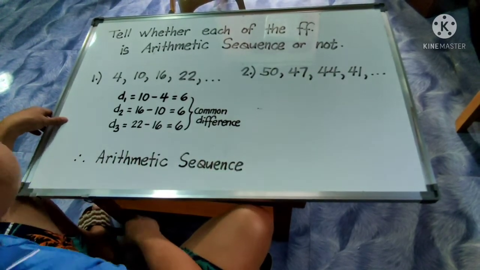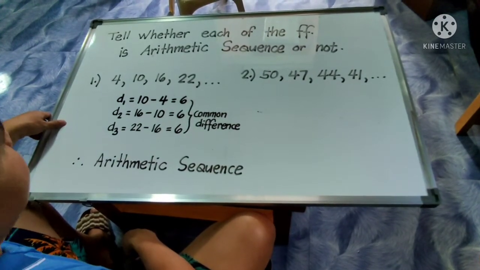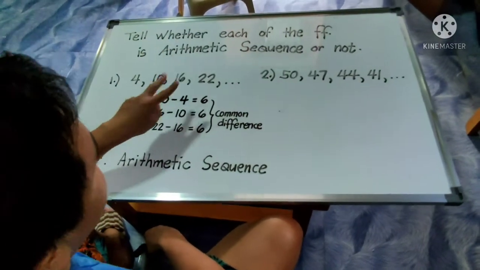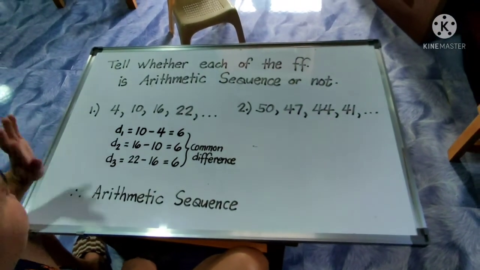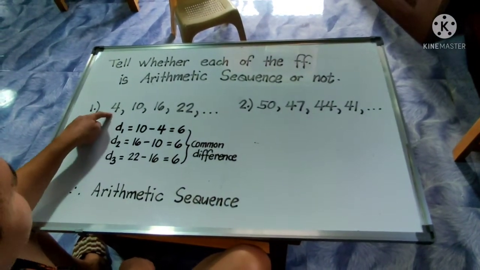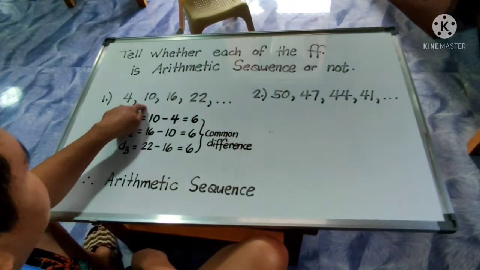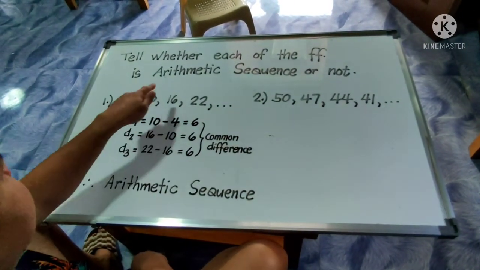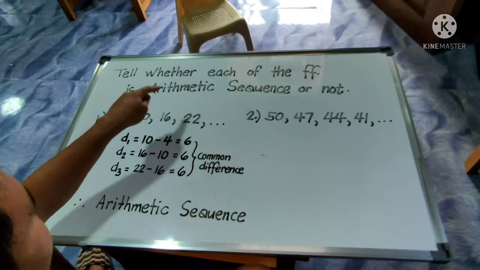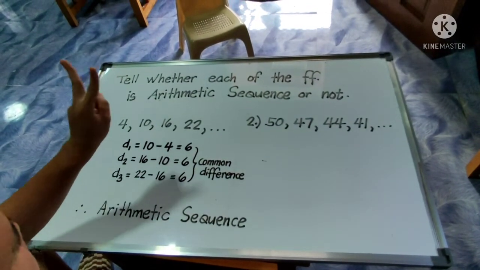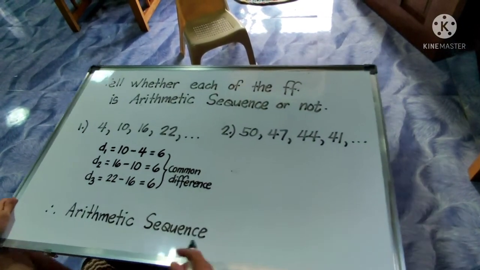Always bear in mind that you can only get the difference of 2 consecutive terms. It cannot be 16 minus 4. It cannot be 22 minus 10. It should be 10 minus 4, 16 minus 10, 22 minus 16. So, 2 consecutive terms. Now, let's proceed to number 2.